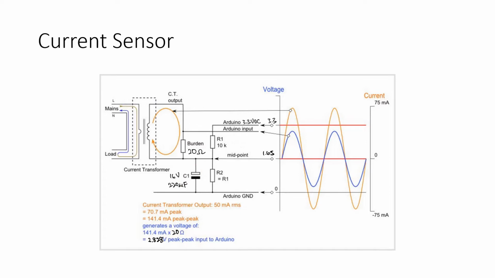So let's look at the bottom here. We can see that if we use a 20 ohm burden resistor, the peak-to-peak voltage to the Arduino is only 2.828 volts, which is less than 3.3 volts, which means this voltage won't burn our board.